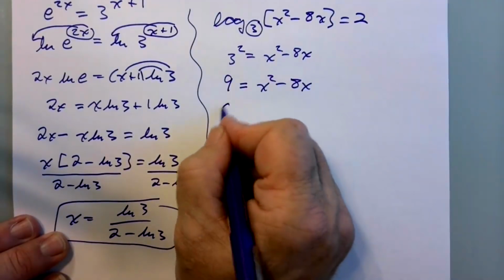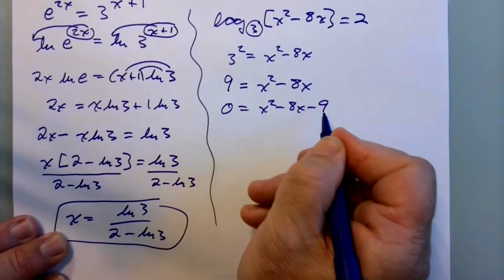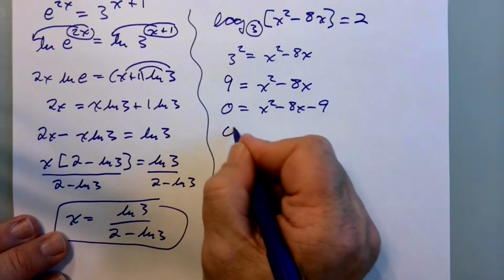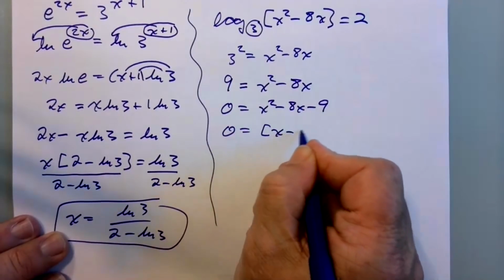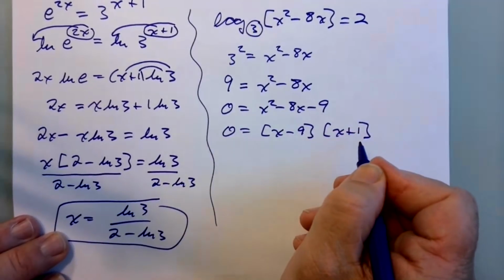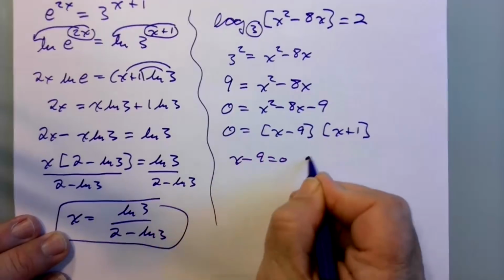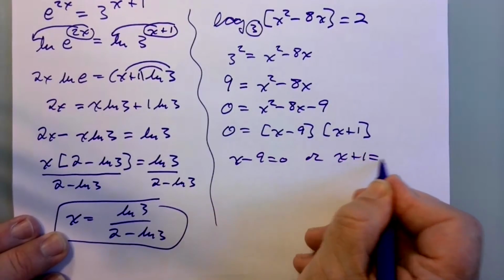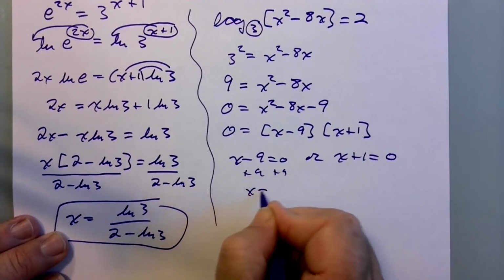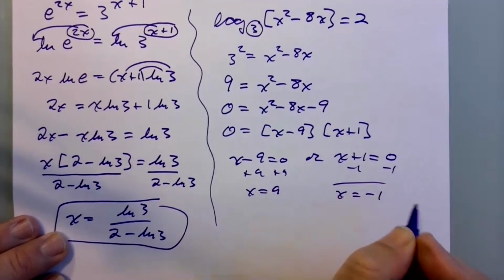Subtract 9 from both sides. 0 is x squared minus 8x minus 9. So let's factor. 0 is x minus 9 times x plus 1. So if that's the case, either x minus 9 is 0 or x plus 1 is 0. Adding 9 to both sides, x is 9. Subtracting 1 from both sides, or x is negative 1.